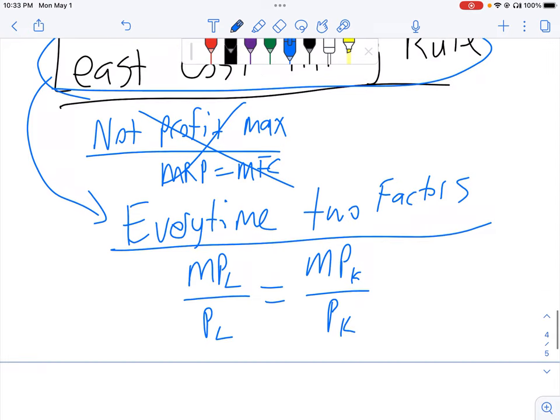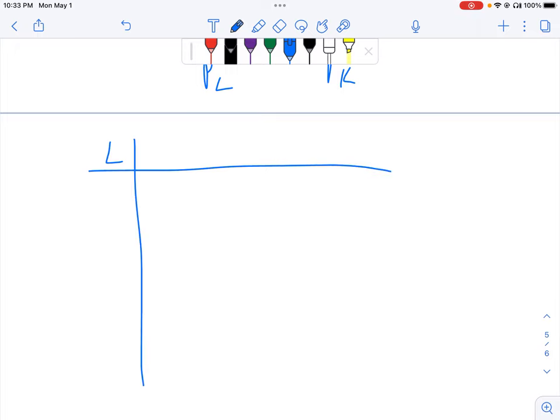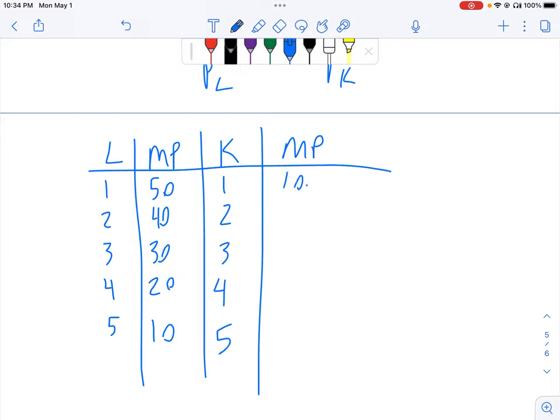So what we're going to do here is be given something with the labor and the capital. We're going to be given the labor numbers and the marginal product. If they give you total, you need to find the marginal. Then we'll get the capital and the marginal. Okay, so let's say we have 1, 2, 3, 4, 5, and let's say the marginal product is 50, 40, 30, 20, and 10, and your capital is 1, 2, 3, 4, and 5, and your marginal product is 100, 90, 80, 60, and 45. So that's your marginal product.